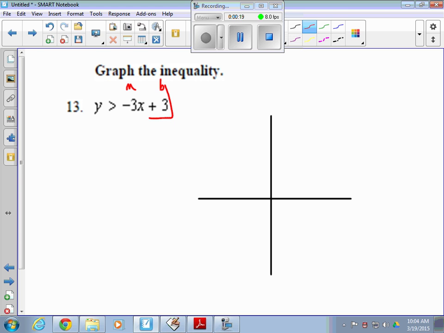B tells you where to begin. It tells you to begin at positive 3. This is your y-axis, the one that goes up and down. So at 1, 2, 3 is where your first point goes. That's where you begin. Your m is negative 3.